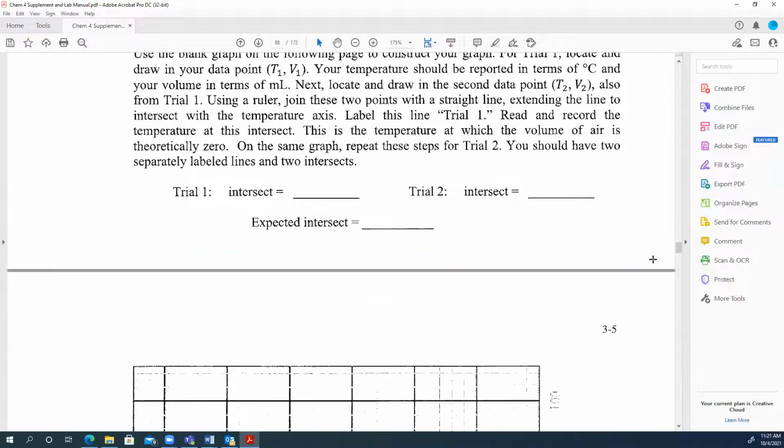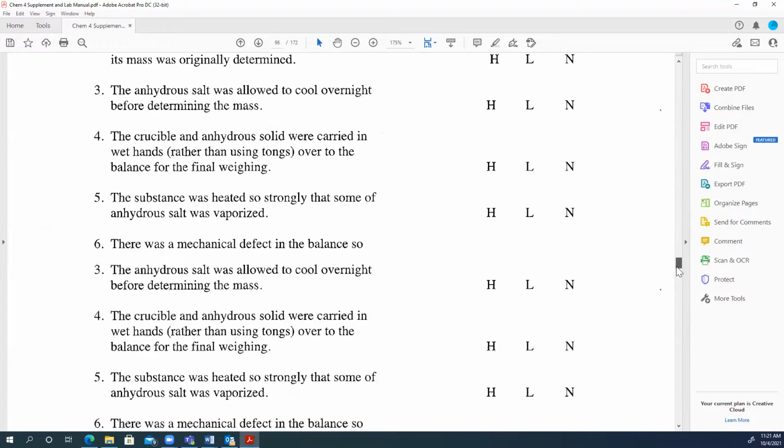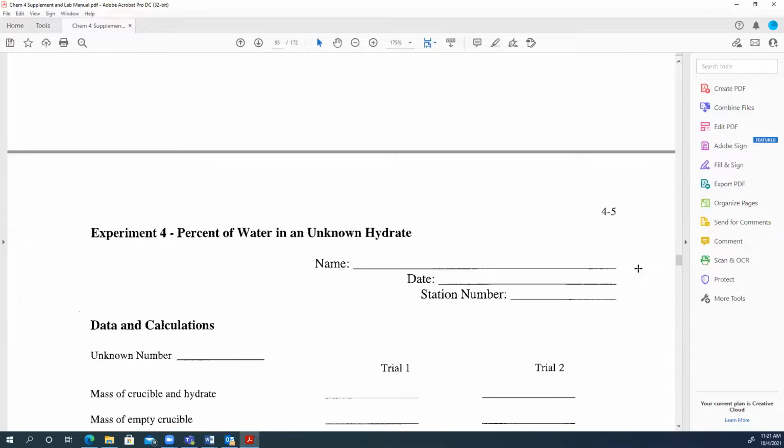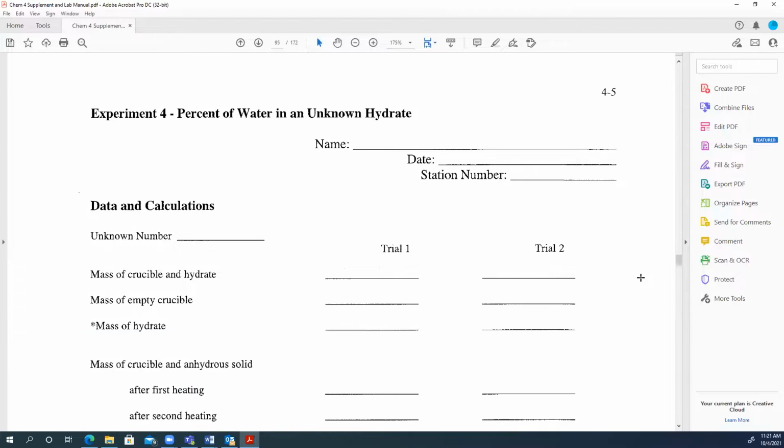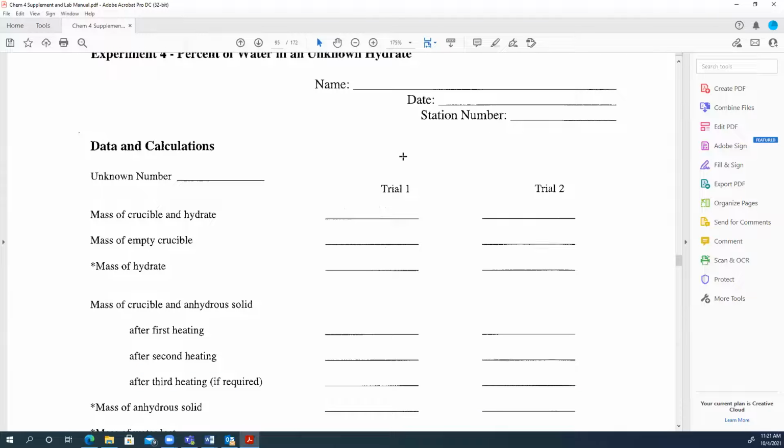Okay, tomorrow's lab. Experiment 4, the percent water in an unknown hydrate. So what can happen is we can have these ionic lattices. And do this.